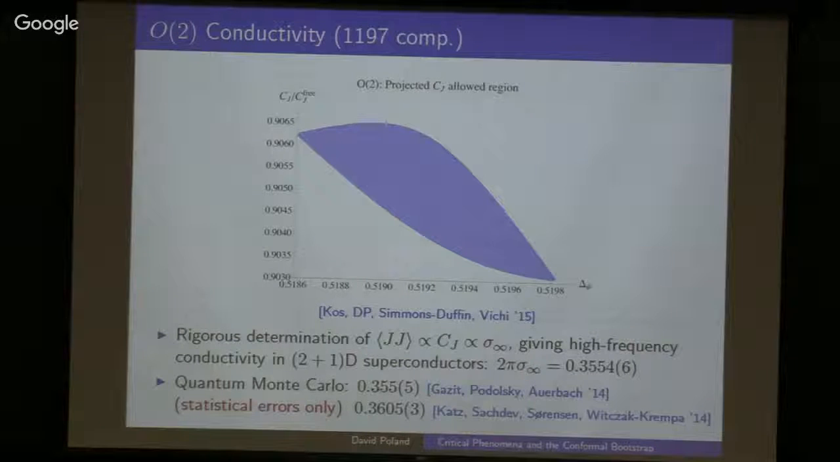This can actually be compared to recent quantum Monte Carlo simulations that have been done by various groups, which give numbers like 0.355, 0.360, which at first sight looks a little bit worrying given this error bar. But I've been assured by these authors that this is just the statistical error, and there's a systematic error in these computations, which is at the level of a few percent. So it looks like these numbers are all very consistent with each other, given those systematic uncertainties.